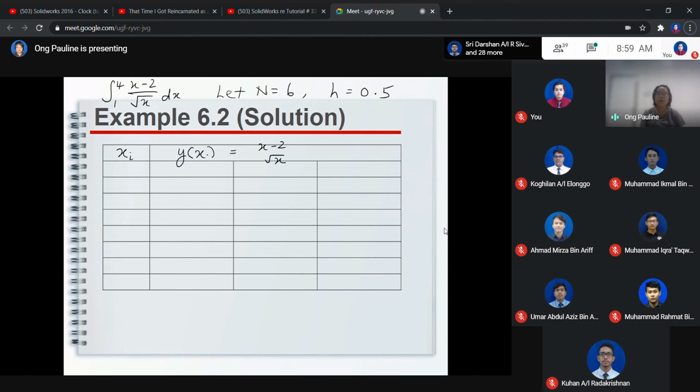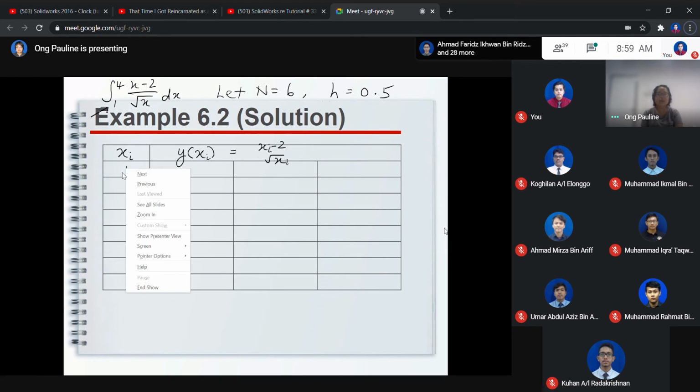Okay, so kalau ini I letak I, di sini saya letak I sahajalah for the x. Okay, so let us fill in the value for the x. We start from the lower integral, so 1. And the next value of the x, you just add on the value of h.